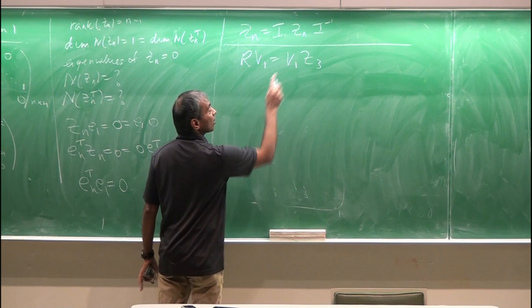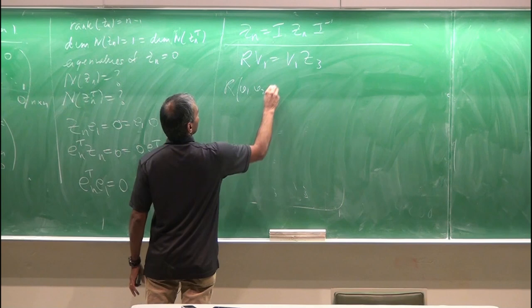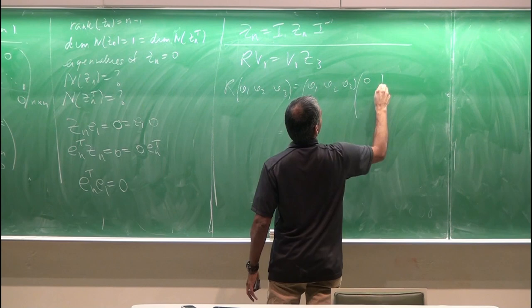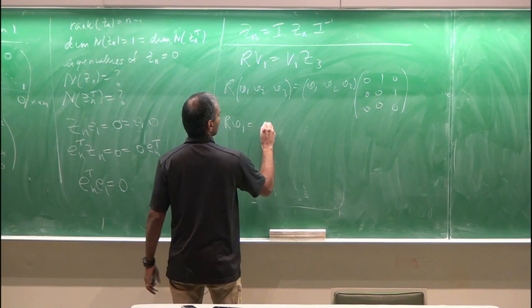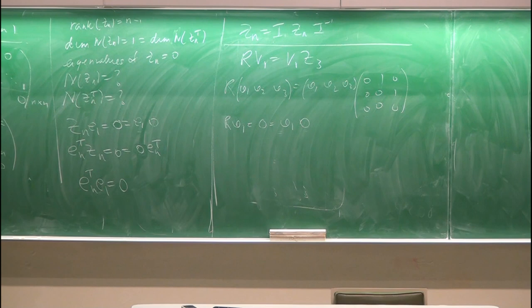So let's look at it. Let's say that capital V1 are three columns, v1, v2, v3. Then this looks like this: v1, v2, v3, 0, 1, 0, 1, 0. That's a Z3. Let's look at it column by column. What is R times v1? The first column on the left, the first column on the right is just 0, which I can pretend in my mind is v1 times 0. We'll see that. It's not a terrible idea.